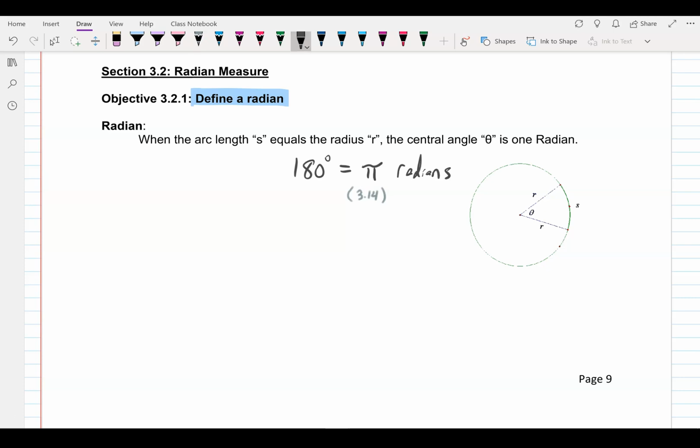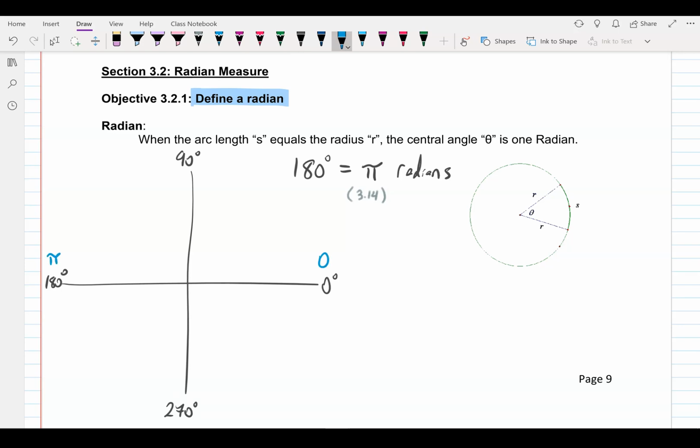If we draw this out to try and get an understanding of this, we have our 0 degrees, our 90 degrees, our 180 degrees, our 270 degrees. It turns out that if 180 is pi radians, then half of this, 90 degrees, would be pi over 2, and 270 would be 3 pi over 2.